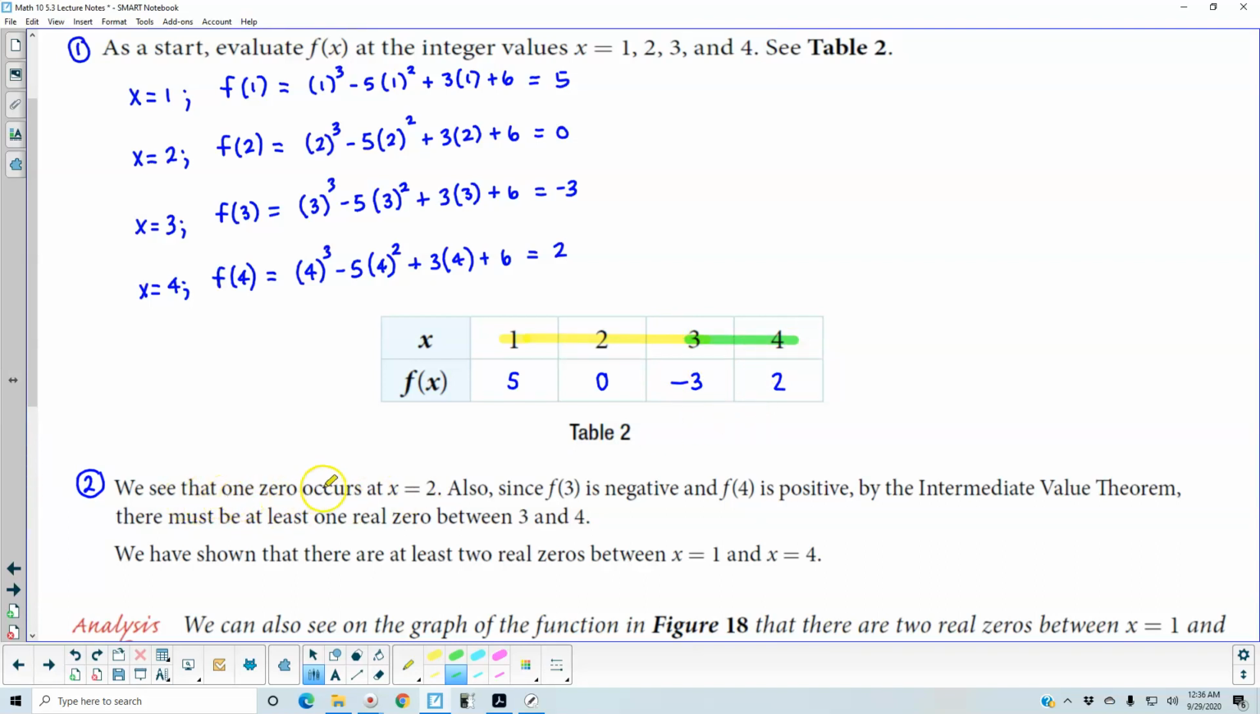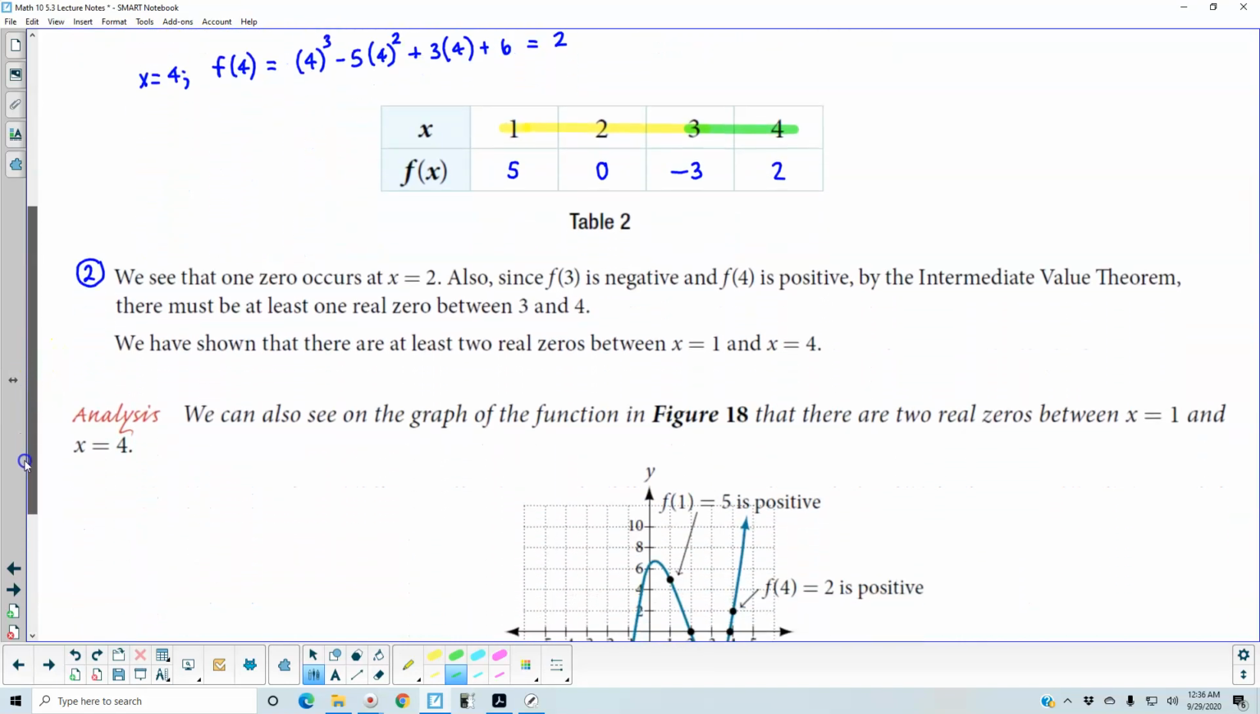So again, we see that a 0 occurs at x equals 2. And also, since f of 3 is negative and f of 4 is positive, by the intermediate value theorem, there must be at least one real 0 between 3 and 4. We have shown that there are at least two real zeros between x equals 1 and x equals 4.